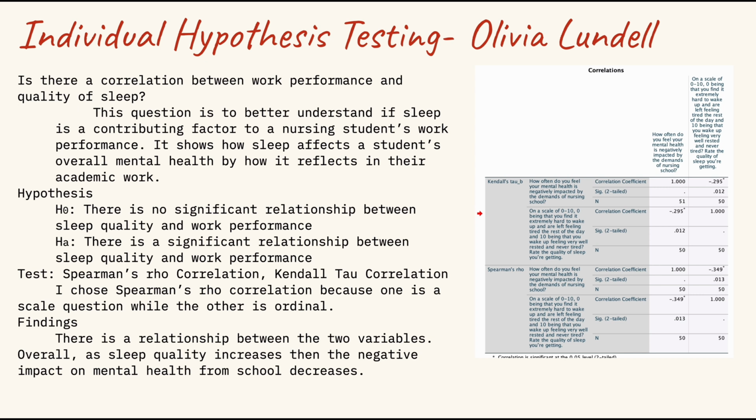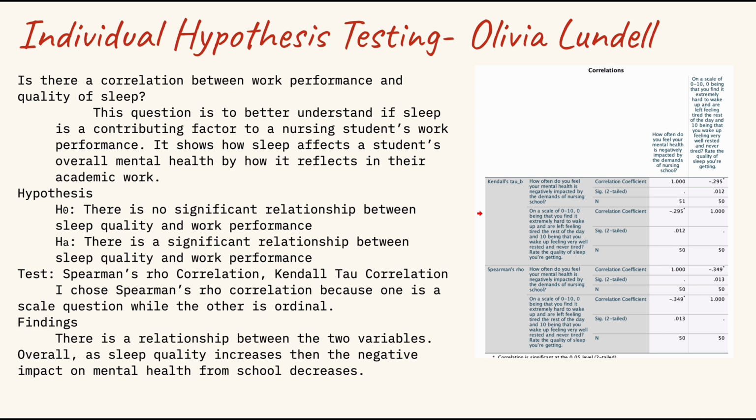The tests that I used were Spearman-Rho's correlation and Kendall-Tau's correlation. I chose Spearman-Rho's correlation because one of my questions is a scale question while the other one is ordinal. For Spearman-Rho, one variable should be ordinal, and one of them is asking for a scale from 0 to 10 and the other one is asking for frequency. My findings were that since I used Spearman-Rho's correlation, these are my conclusions.